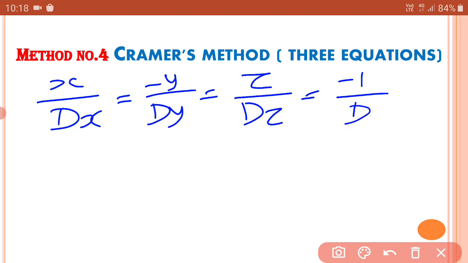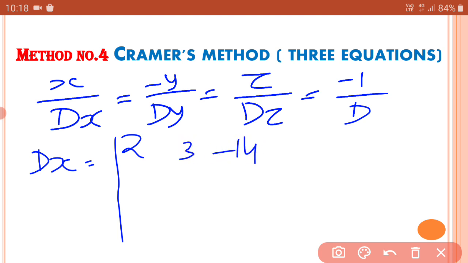After that, you prepare first dx. When you prepare the dx, then without x, we write here the coefficients. So here we write 2, 3 and minus 14. Then 1, 1, minus 7. Then 2, 1 and minus 12.